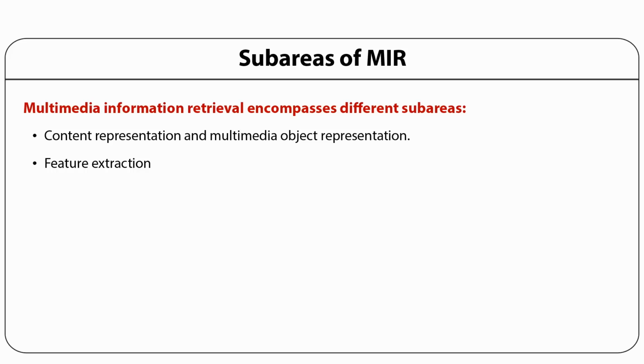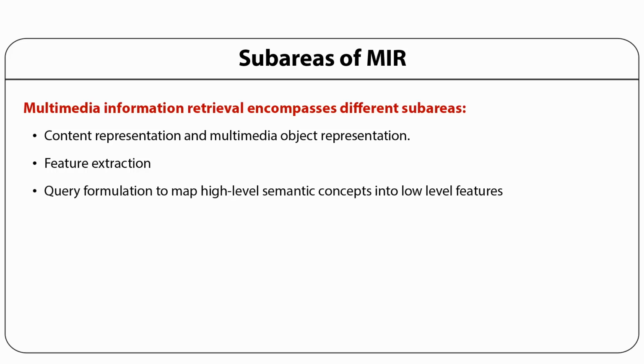The other area is query formulation to map high-level semantic concepts into low-level features. For example, some images are displaying high-level semantic concepts. So the query formulation will be done, or the research is going on to perform the query formulation, so that these high-level semantic concepts are turned into low-level features.